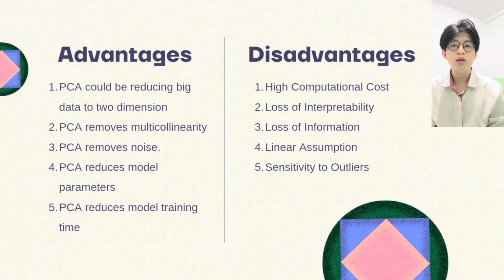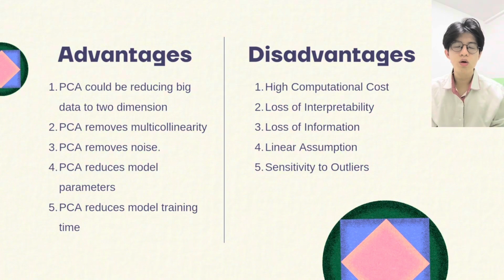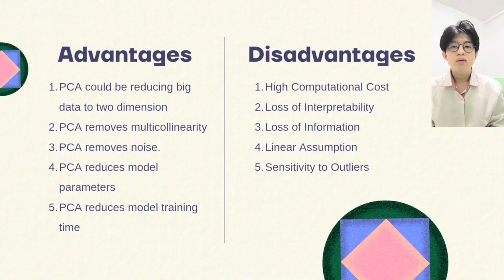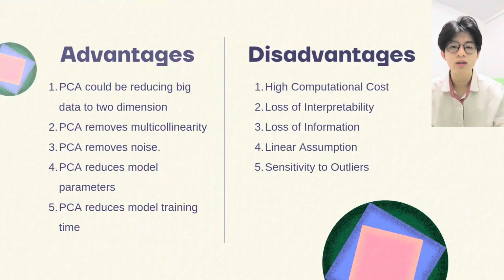First, PCA helps us reduce big data to smaller dimensions. Second, PCA removes multicollinearity, which makes our data easier to understand. Third, PCA helps us remove irrelevant noise in data. Next, PCA also helps us reduce model parameters in machine learning. And lastly, PCA reduces model training time. Next, we also talk about the PCA limitations. First, PCA has high computational cost, loss of interpretability, loss of information, linear assumption, and lastly, sensitivity to outliers.